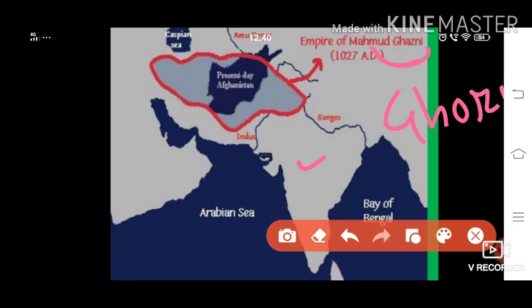So he invaded India approximately 17 times. This is very important. For how many times did he invade India? For 17 times he invaded India. He attacked many places in India.